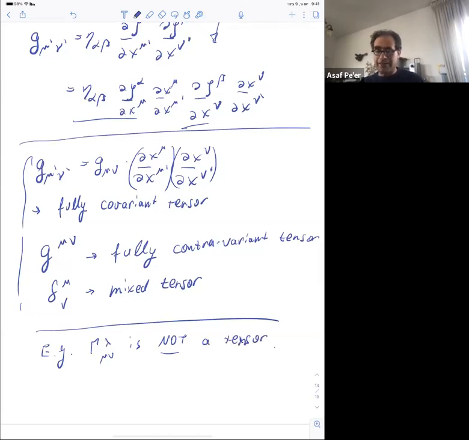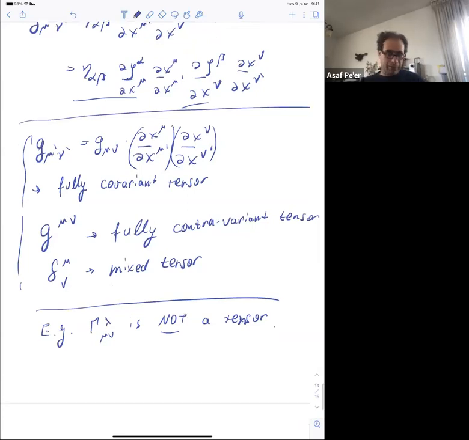If it's not a tensor, I cannot use this simple transformation law from one coordinate system to another. I cannot use the straightforward way of transforming it. We'll discuss it. But before that, I want to discuss something else, which is quite important. It will take another 5 minutes of your time. So that's okay, I hope.